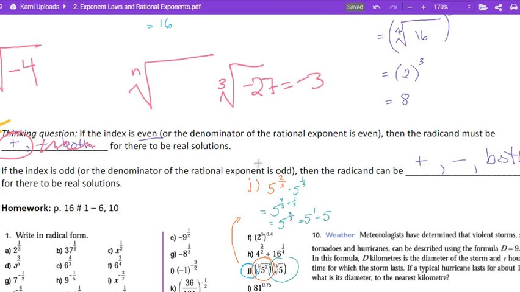So when I have an odd index, in that case, I can have a negative radicand. So in that case, the radicand can be both positive and negative. Amelia, does that make sense? Great. We good?